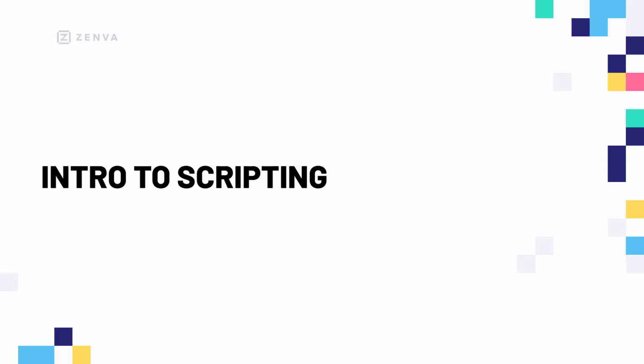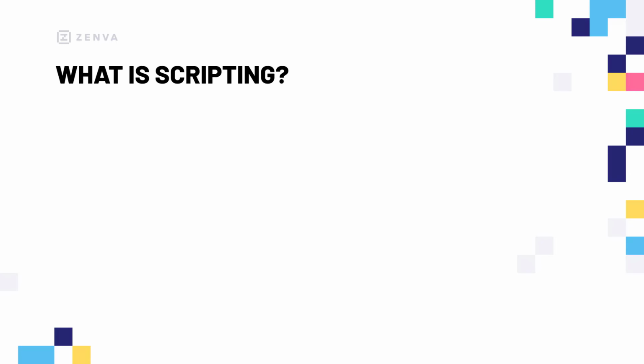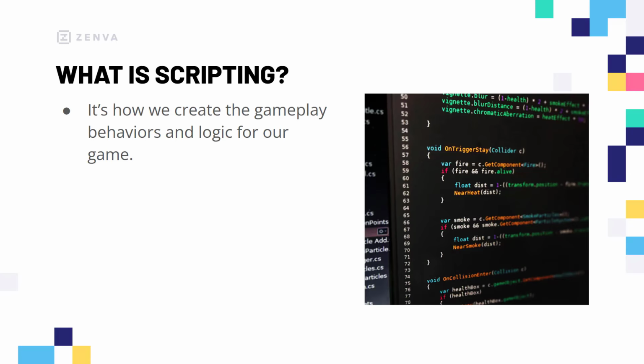Hey everyone, in this lesson we are going to have an introductory look at scripting inside of Unity. So what is scripting? Essentially, scripting is how we can create the gameplay behaviors and logic for our game. This is also known as coding or programming. This is where we write down the code to make things happen.